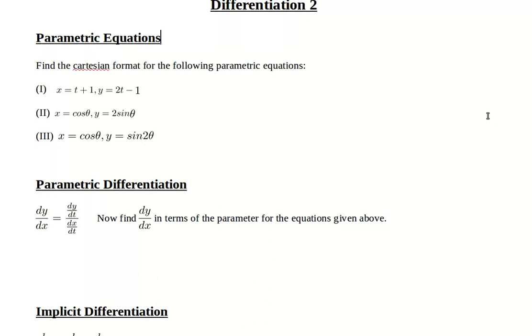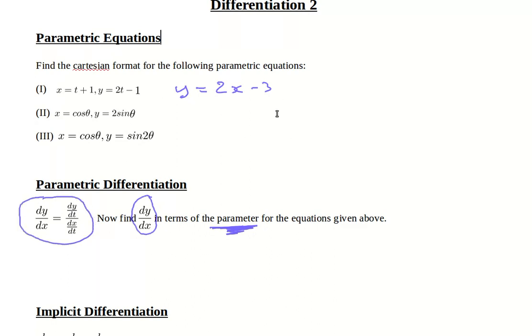Okay, now obviously when you're doing parametric differentiation, you could first convert to the Cartesian format, and I'm just going to write down the Cartesian formats for these three up here. Especially for the first one, because I just want you to see straight away that you get the same answer. Now, often they'll ask you for dy by dx in these questions in terms of the parameter, which is why you definitely want to use this result.